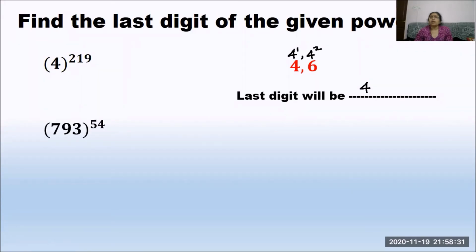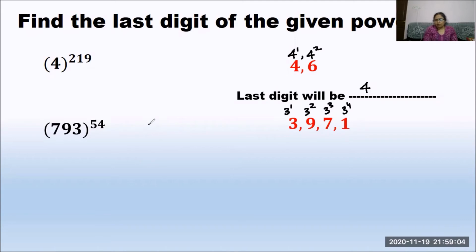Next, 793 to the power 54. First, let us take the pattern of 3. 3 gives you the pattern 3, 9, 7, 1. 3 to the power 1 is 3, 3 to the power 2 is 9, 3 to the power 3 is 27, that is 7, and 3 to the power 4 is 81, that is 1. So this is a period of 4.